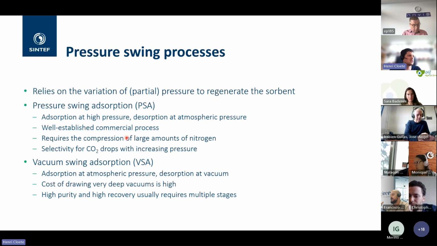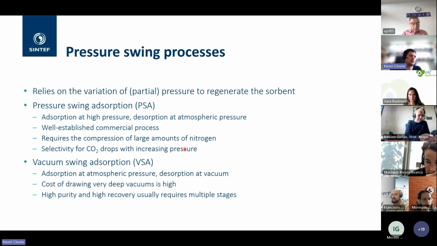But using this for CO2 capture, one of the disadvantages is that for post-combustion you also have to compress all of the nitrogen that's in your flue gas, which adds quite a lot to the compression cost. And also the selectivity to CO2 tends to drop at higher pressures. So in general, it seems like for CO2 capture, vacuum swing adsorption is usually preferred. So most of the research is going into here.